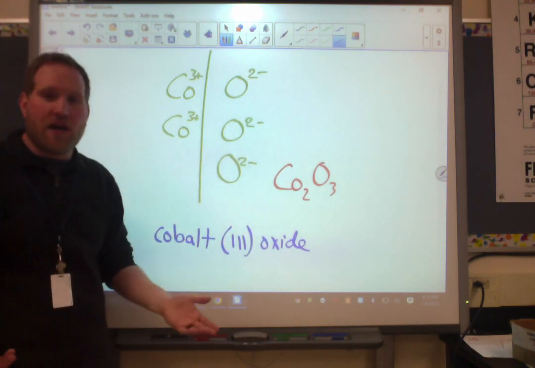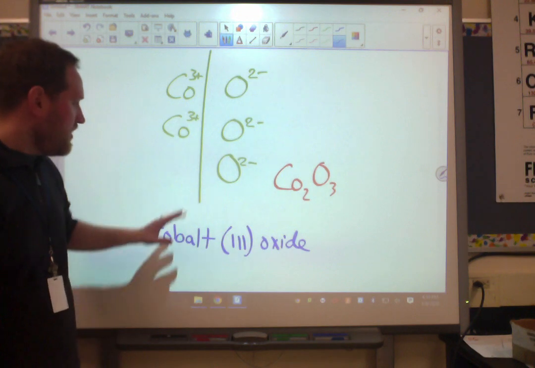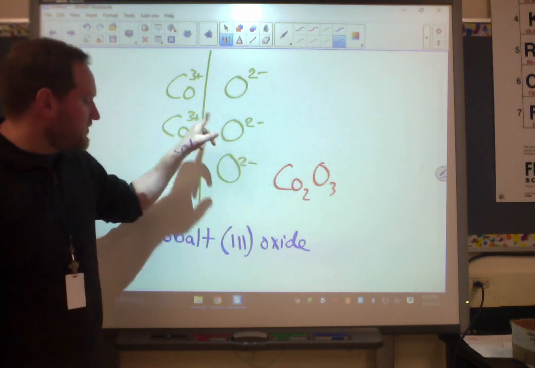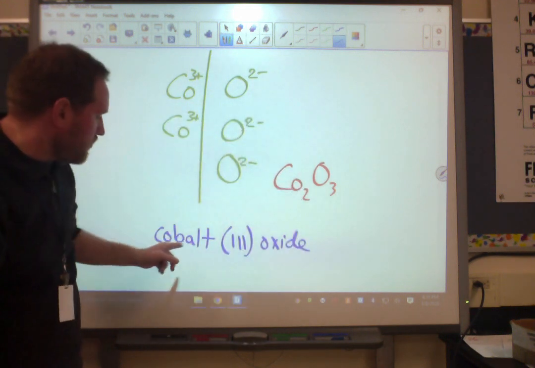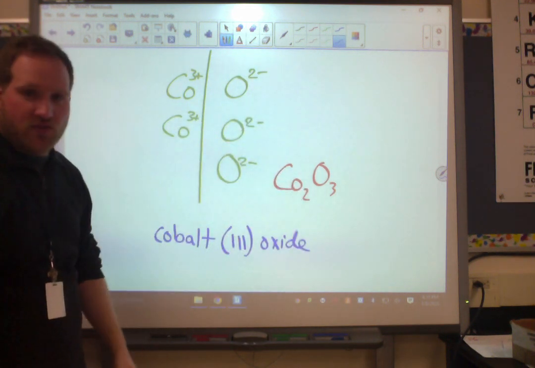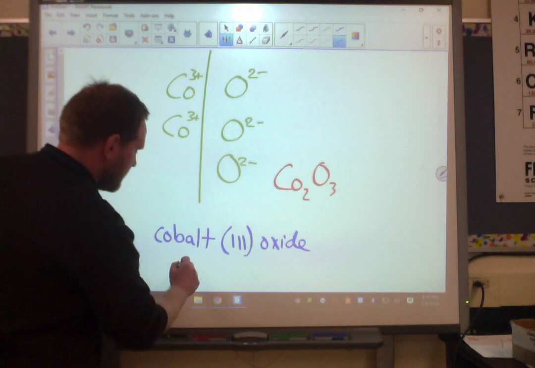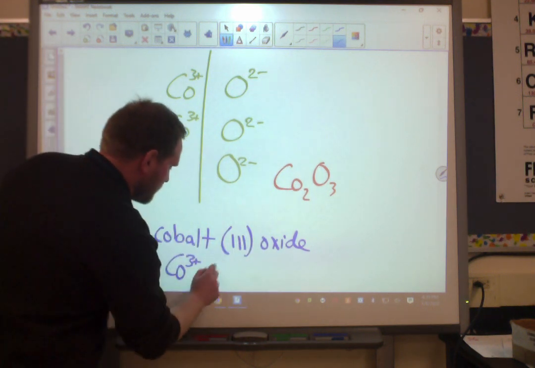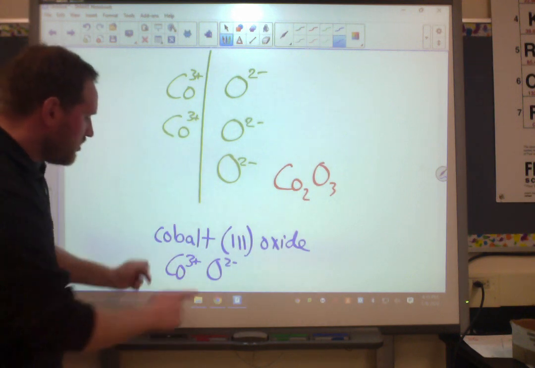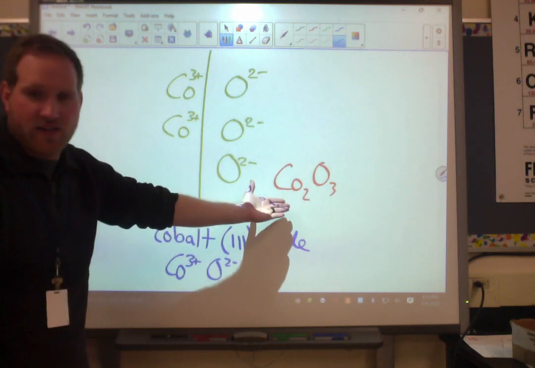And when you're first starting out with these, a good way to check it is this. We started with this, and we got this as our answer. Let's cover up the work and work backwards and see if we get the same answer. Well, cobalt 3 gives you Co with a 3 plus charge. Oxide is O with a 2 minus charge. Crisscross the 3 and the 2, you get this.